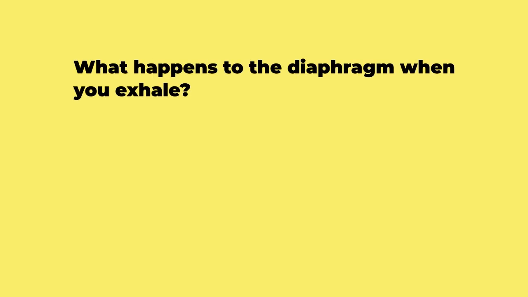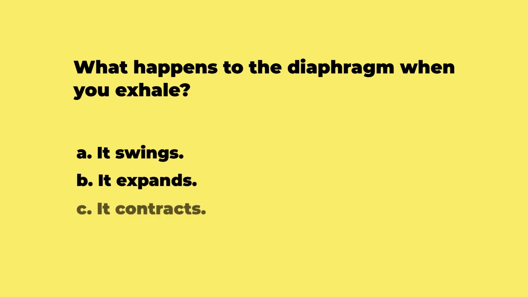And number 5. What happens to the diaphragm when you exhale? A. It swings. B. It expands. C. It contracts. D. It stops. B.